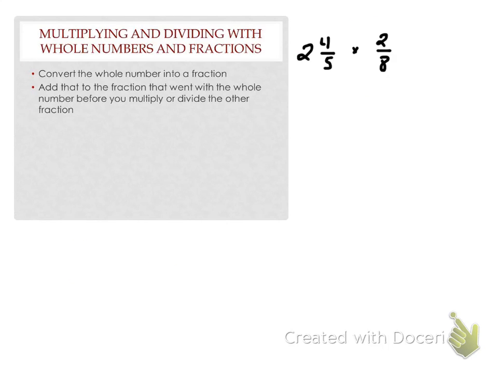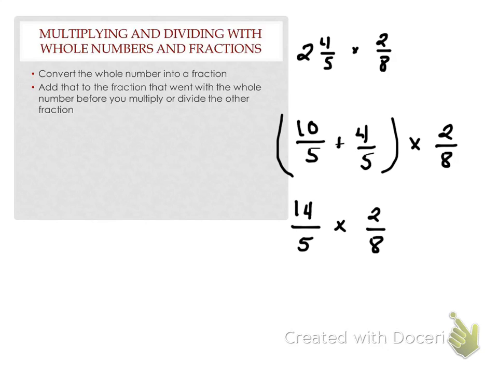Okay, what about if we have a whole number and a fraction? How do we set that up? Our first thing is we need to convert that whole number into a fraction. So we want the denominator to be 5 because that's the matching fraction for that whole number. So 5 times 2, because 2 is our whole number, we get 10. So 10 over 5 plus 4, because we need to add that to the fraction it's already with, gives us 14 over 5. That's what we're going to multiply to the second fraction, 2 over 8.